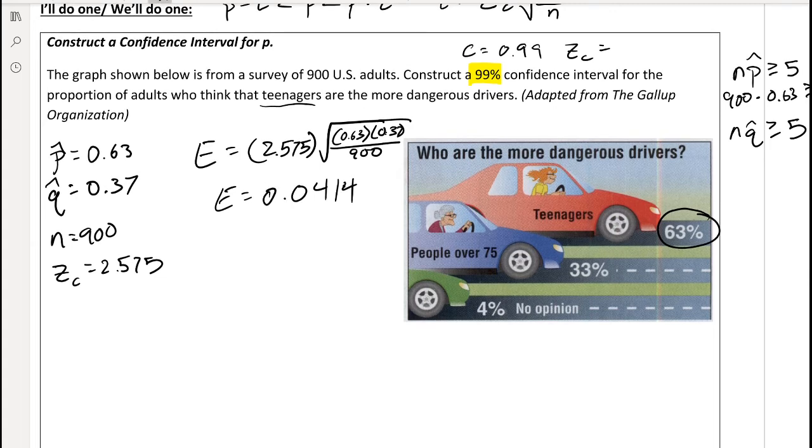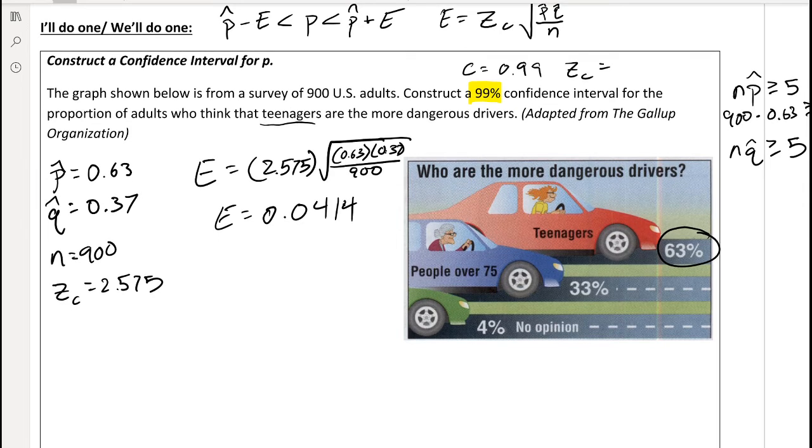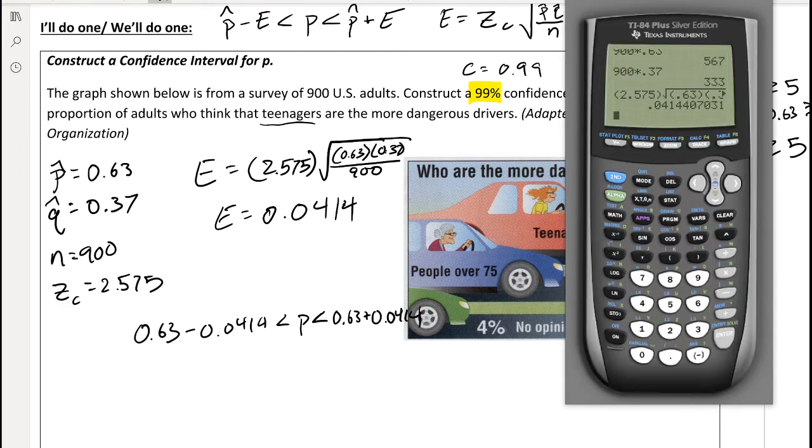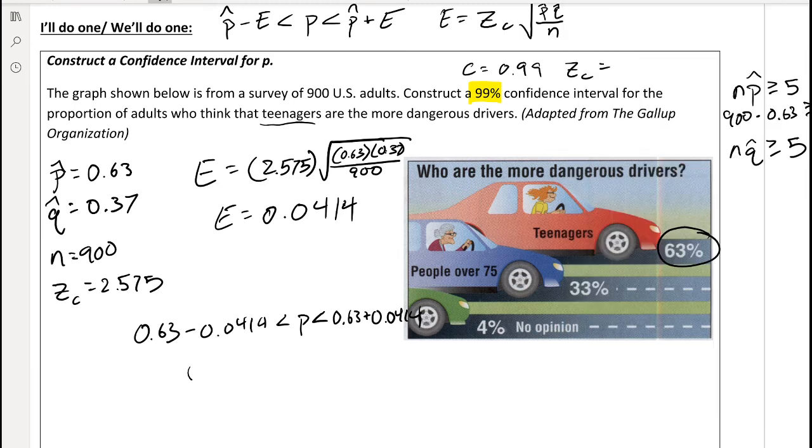And I simply add that and subtract that to my p-hat, and that'll give me the bounds of my confidence interval. So my p-hat is 0.63, so it's going to be 0.63 minus 0.0414. That's going to be my lower end, which is less than p, which is less than 0.63 plus 0.0414. So this is going to be 0.63 minus 0.0414, which is 0.5886.